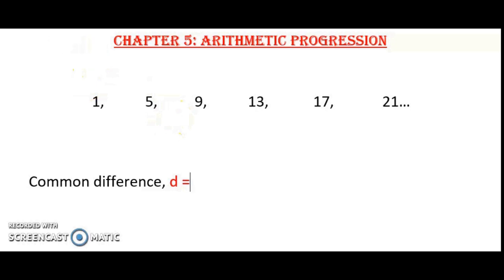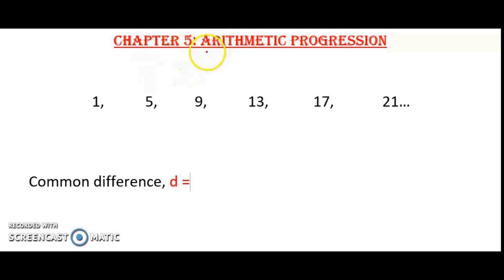Hello dear students, today we are going to start chapter number 5, that is Arithmetic Progression. This is the first lecture of Arithmetic Progression, and in this lecture we will see the basic terms related to Arithmetic Progression and we will see the very basic sums of this chapter.